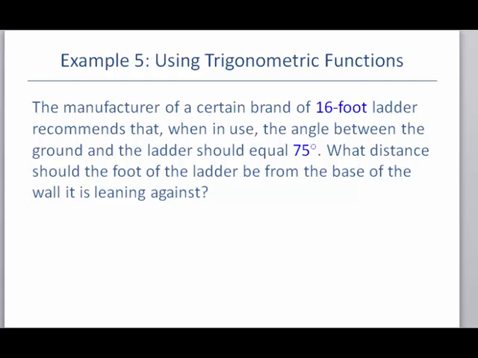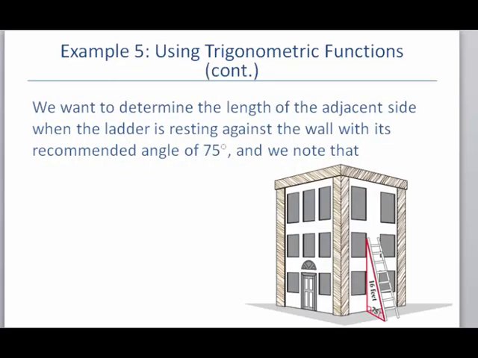Okay, so let's get a picture of what this looks like. All right, so again, we have a 16-foot ladder. You can see that in the picture, and it's labeled 16 foot. We see that the angle between the ground and the ladder is 75 degrees. And we want to know what distance should the foot of the ladder be from the base of the wall. So we're looking for this bottom side from the wall to the base of the ladder. All right, so let's pull that triangle out just for a second so we're sure that we're clear on what we're looking for.